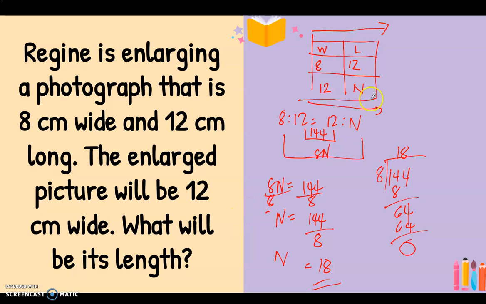So what will be its length? Its length is 18 centimeters. Because if you enlarge the photograph to 12 centimeters as the width, then it is 18 centimeters for the length. Now, again, if it is direct proportion, when one increases, the other one will also increase, and when one decreases, the other one will also decrease its quantity.